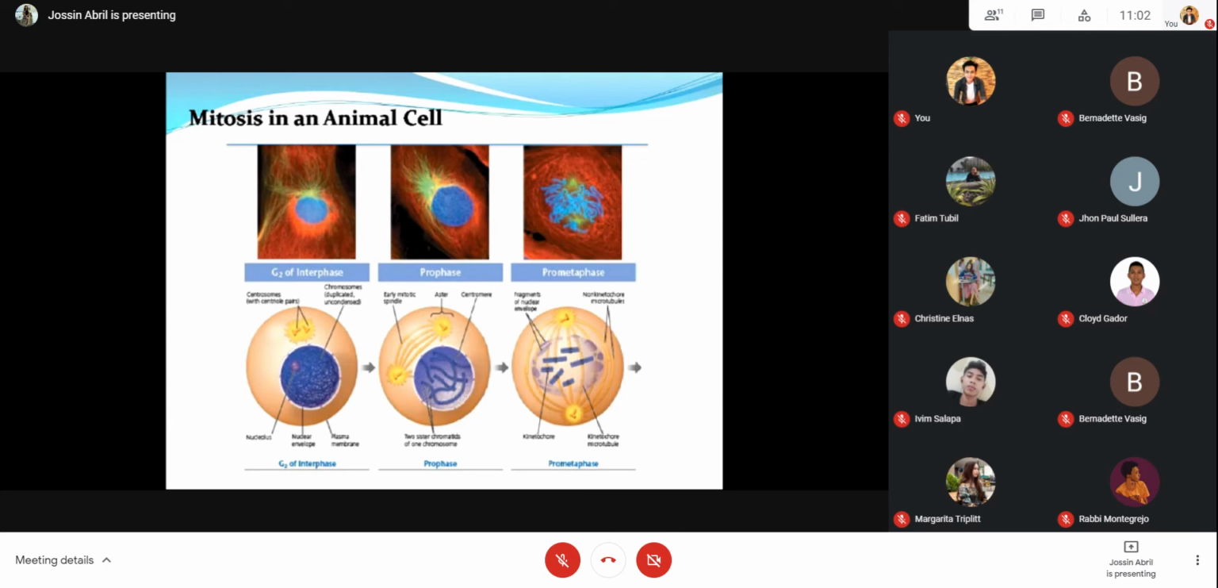Then next is the prometaphase. In prometaphase, the nuclear envelope fragments. The microtubules extending from each centrosome can now invade the nuclear area. As you can see in the picture, the spindle fiber moves into the nuclear area in the center.